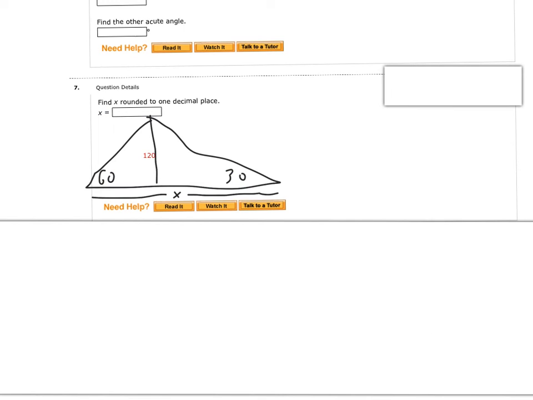All right, next question here. They want this length x at the bottom. I would actually split this up into 2 triangles. So I would call this piece y and this piece z. And so I would find each of them individually. So I think I would use tan on both of them. So for y, I would say tan 60 equals 120 over y. So I multiply the y over and then divide the tan 60 back over. So that's going to give me my value for y.